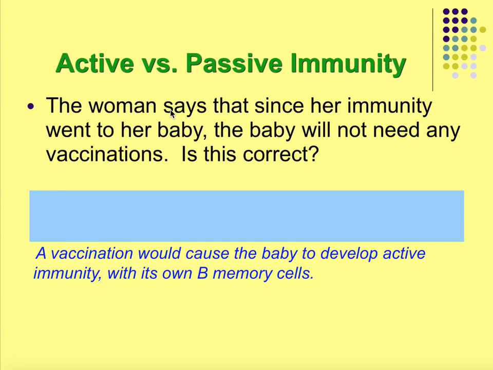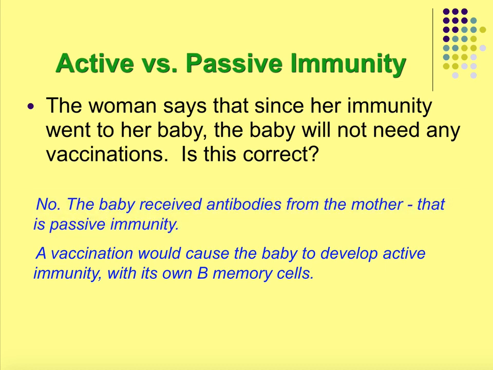All right. This woman with HIV says, hey, well, if my immunity went to my child, then my baby doesn't need any vaccinations. Is this correct? The answer is no. The baby did receive antibodies from the mother, but remember, that's passive immunity. Those antibodies will eventually disappear from the baby. So a vaccination will cause the baby to develop active immunity and make its own memory cells.